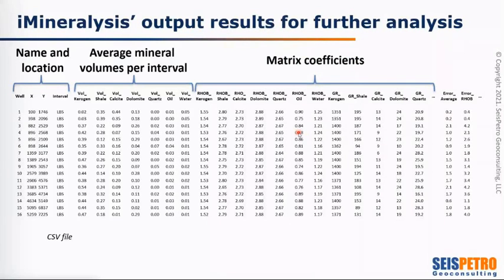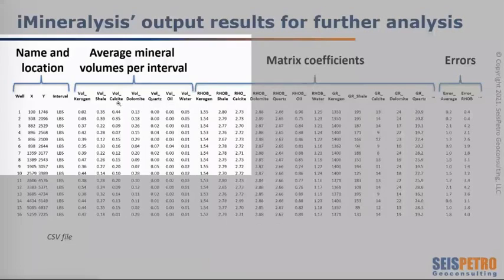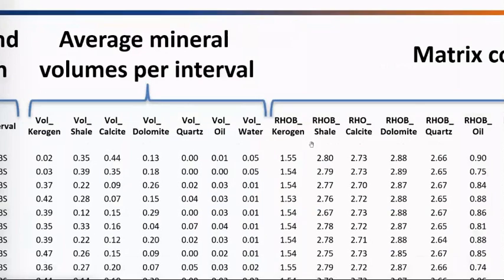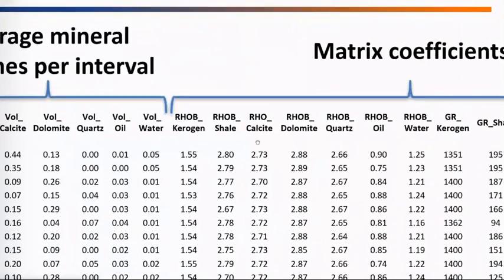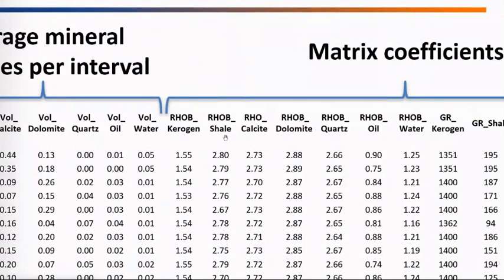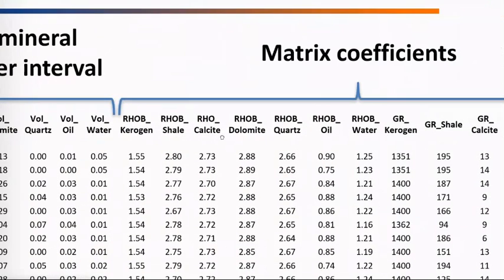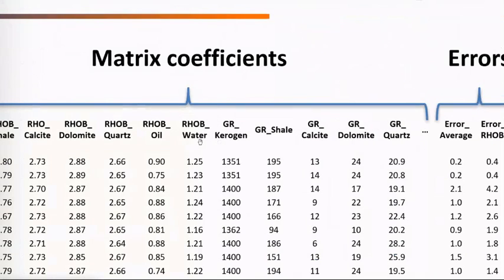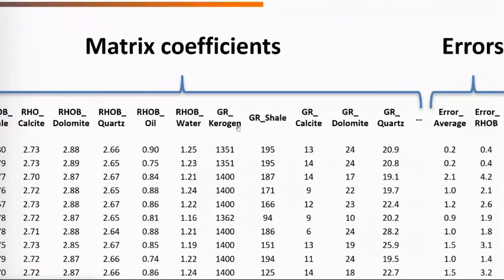And I'm gonna quickly zoom in here so you can see a little better. I can get the magnifier to work. So you can see that what I mean by the matrix coefficients is that we get the density of the kerogen, the density of the clay, the density of the calcite, and that for each of your logs. So you get the endpoints basically of each of your minerals for each of your logs.